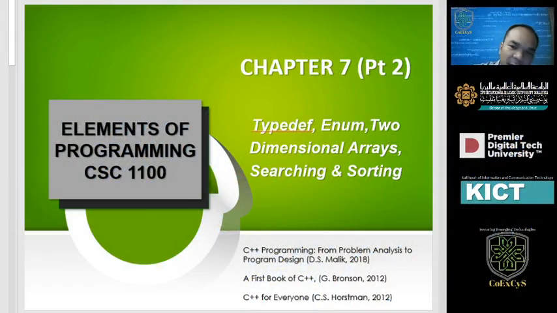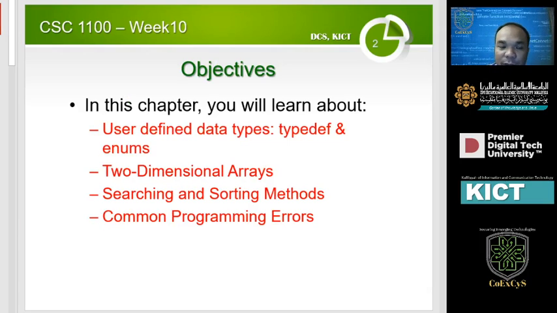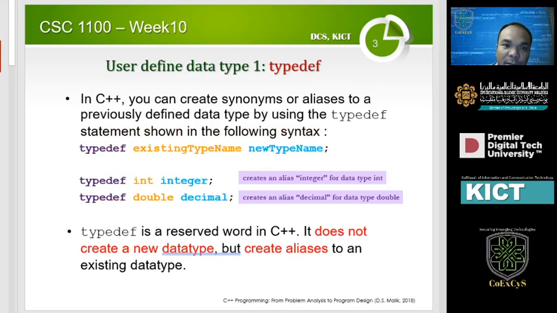Hi everybody, welcome to chapter 7 part 2, where we'll be talking about the type definition, enumeration, two-dimensional arrays, and finally searching and sorting. Let's look at the objectives for this chapter. Again, we're going to look at typedef and two-dimensional arrays, searching and sorting, and common programming errors here, right?